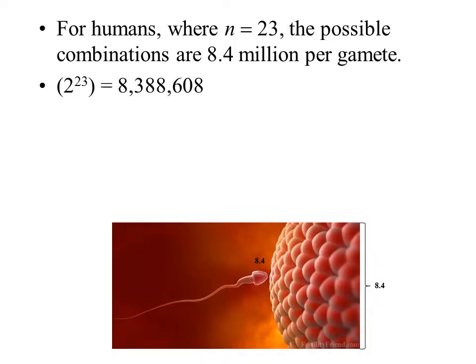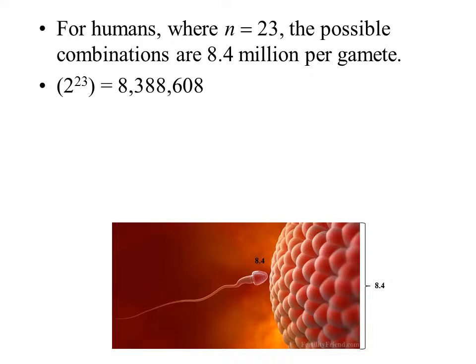How about for humans? Humans have 46 total chromosomes. Again, that's the diploid number. You have to take the half. Half would be 23. So for humans, N will be 23. So the possible combinations, when you put 2 to the N power, and N is 23, will be 8.4 million per gamete. So these are different variations or different possibilities of gametes.